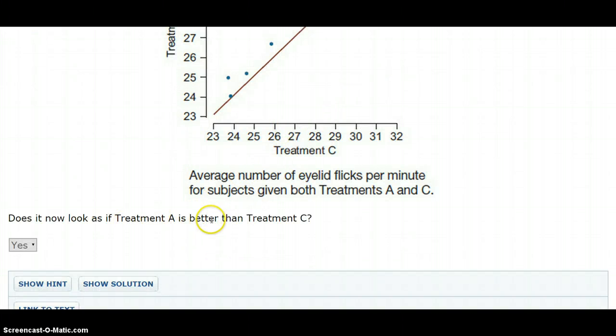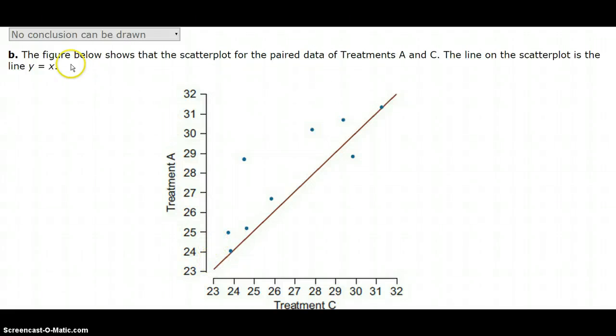So how can we tell if treatment A is better than C? Well, here's where this line y equals x comes in. If treatment A and treatment C were exactly the same, and we didn't have much other variation, we would expect that if a patient got a 27 on treatment C, they would also probably have 27 on treatment A. In other words, we would have a dot right there on the line. If they had 31 flicks per minute on treatment C, then they'd have about 31 on treatment A, like that patient actually did.